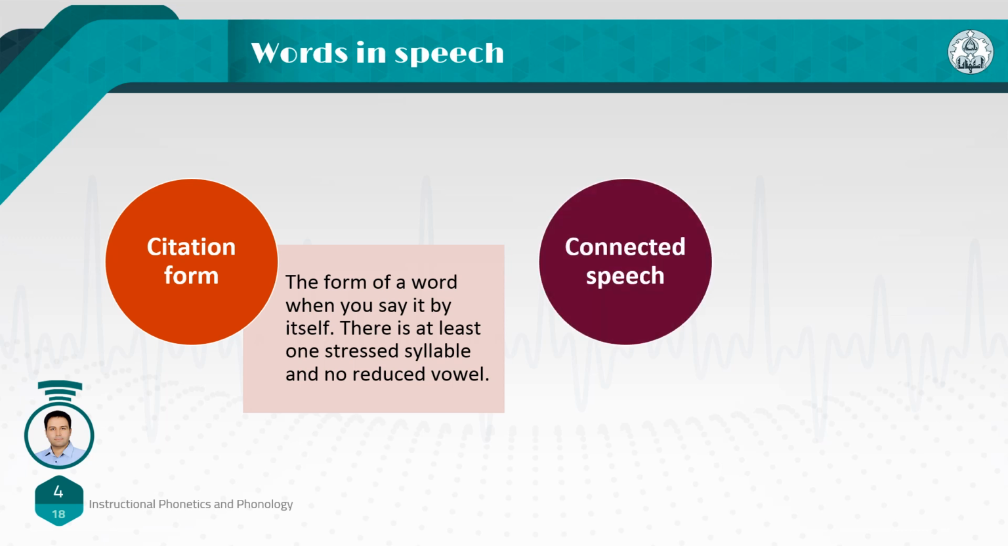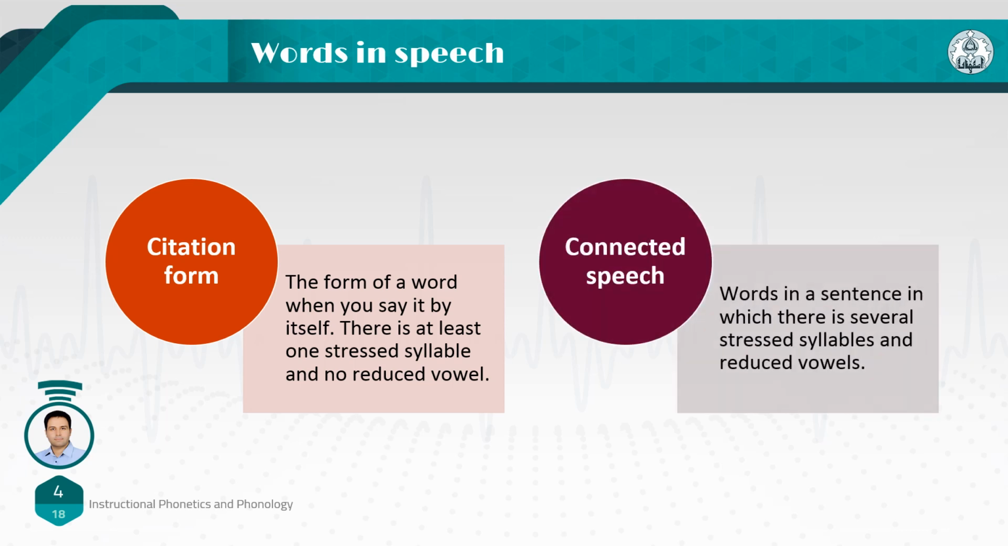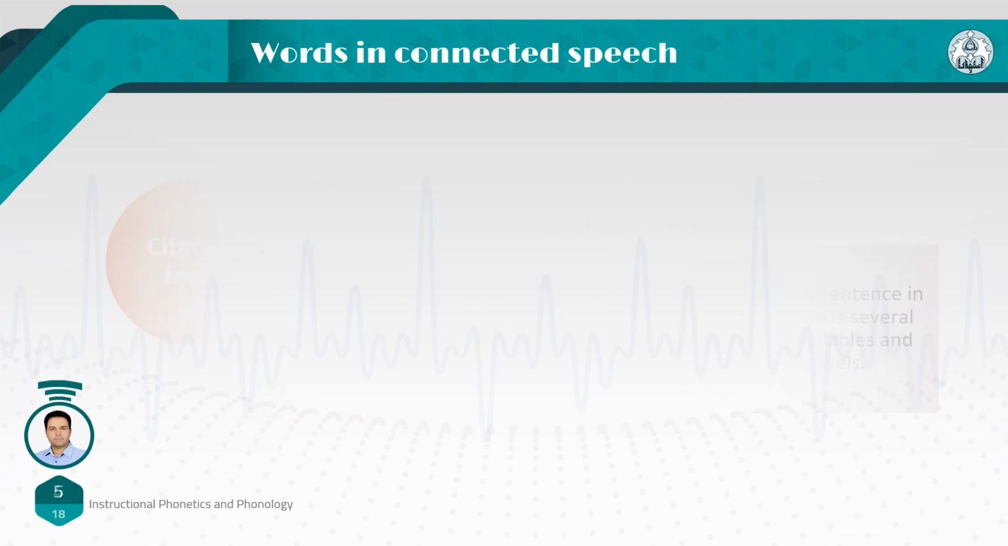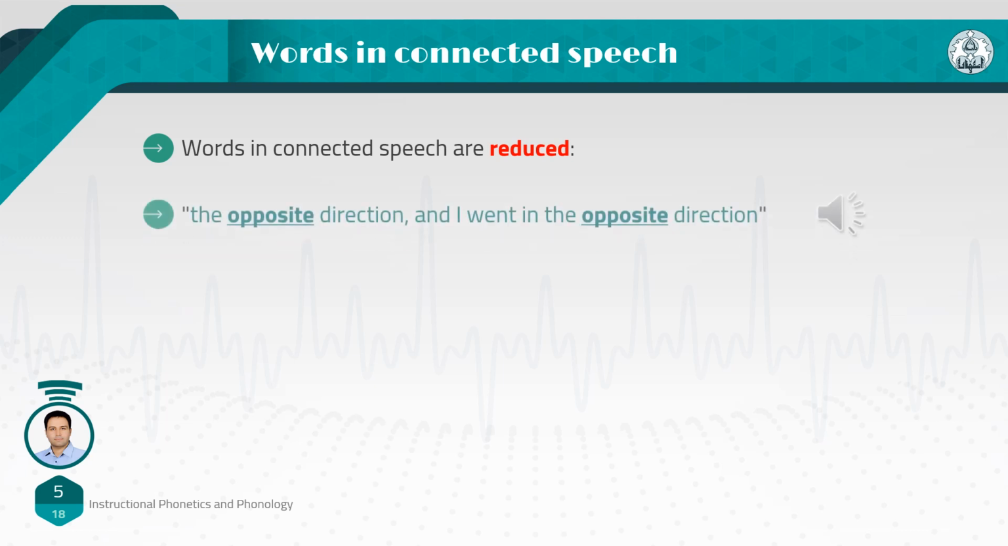So what is connected speech? Words in a sentence in which there are several stressed syllables and reduced vowels. So in connected speech, words are reduced. In citation form, words occur when you say them by themselves, and at least one syllable is fully stressed, and there is no reduction.